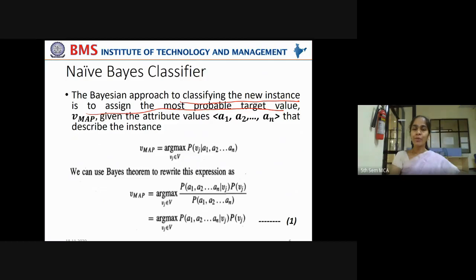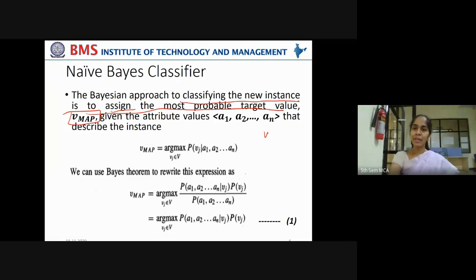Whichever target value is associated with this combination of attributes, that is more likely to occur with this combination of attributes. So you assign that particular value. So the Bayesian approach here is to classify the new instance. The Bayesian approach of classifying the new instance is to assign the most probable target value, V map. We normally call it H map, but because we are talking about a value in the target label set, we are just indicating this as V map.